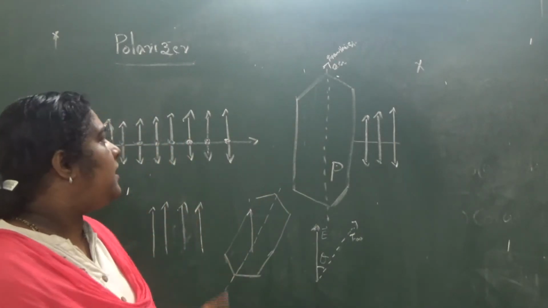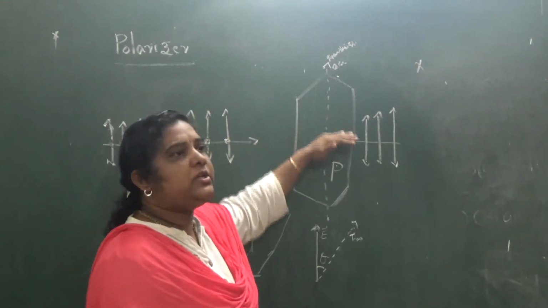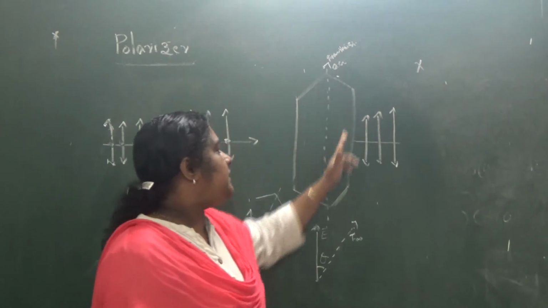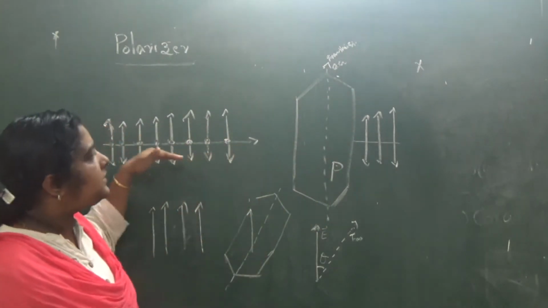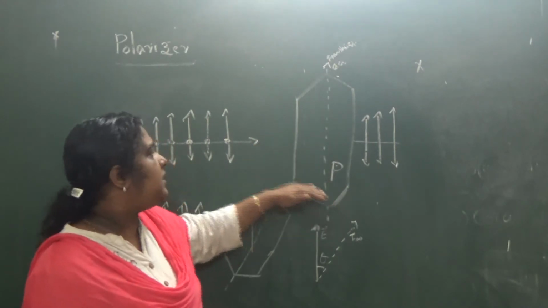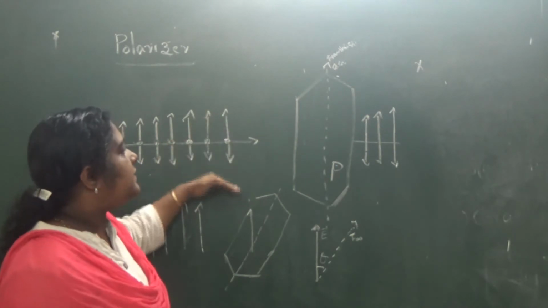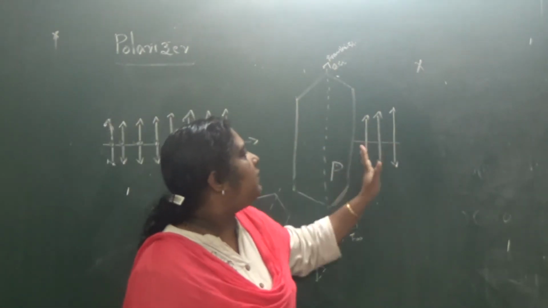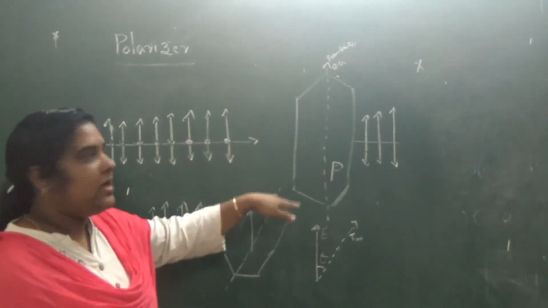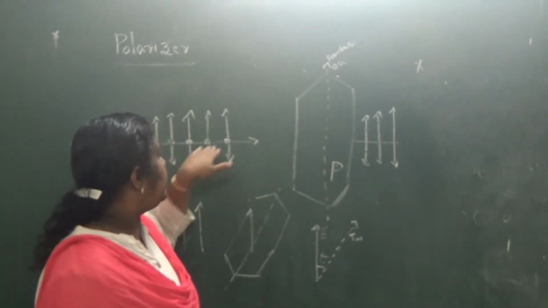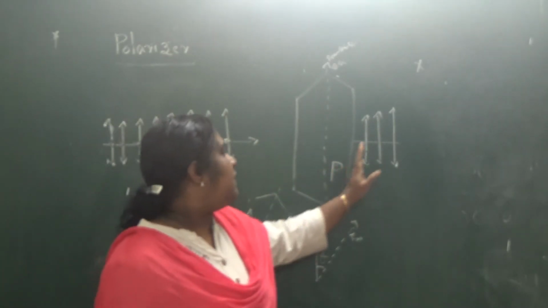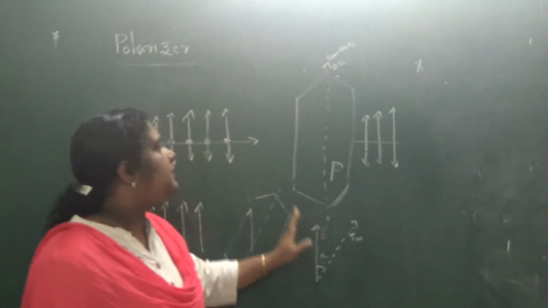But only one particular direction of the material allows this polarization. Suppose this is our material, and when unpolarized light passes through it, with the material kept in this direction, only the parallel polarization is found after passing through the material. So this perpendicular polarization is eliminated. Here the electronic vibration may be in the perpendicular direction, that's why it is completely absorbed by the material. That's what happens in a polarizer.